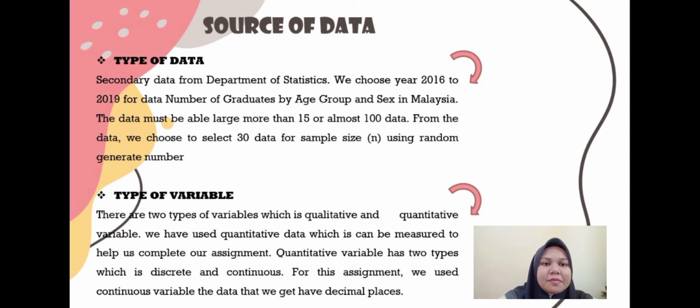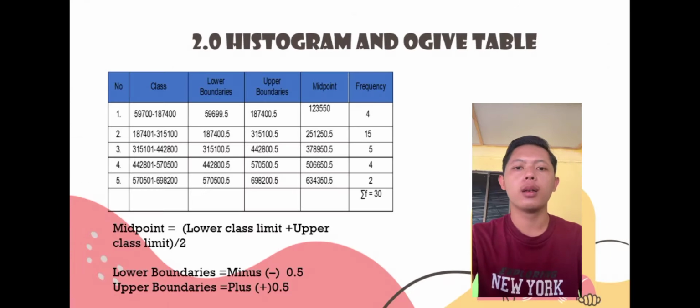Next is the type of variable. There are two types of variable, which are qualitative and quantitative variables. We have used quantitative data, which can be measured, to help us complete our assignment. Quantitative variables have two types, which are discrete and continuous. For the assignment, we use a continuous variable, as the data that we get have decimal places.